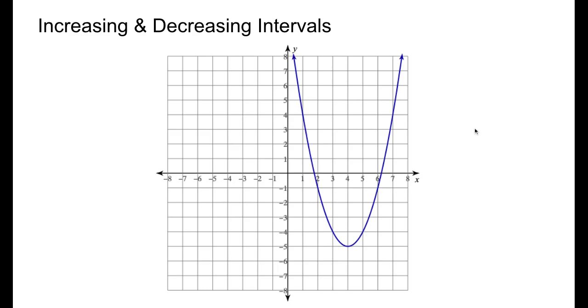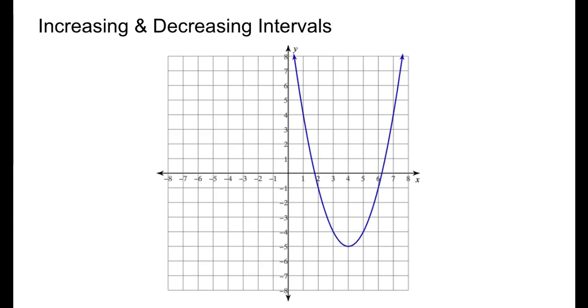Hi guys, so I got quite a few questions today on the increasing and decreasing intervals as well as the positive and negative intervals. So I just wanted to go through a quick reminder and go over what those different intervals mean in terms of a graph and how we write those intervals as inequalities from the graph. So the first one we're going to look at is the increasing and decreasing intervals.